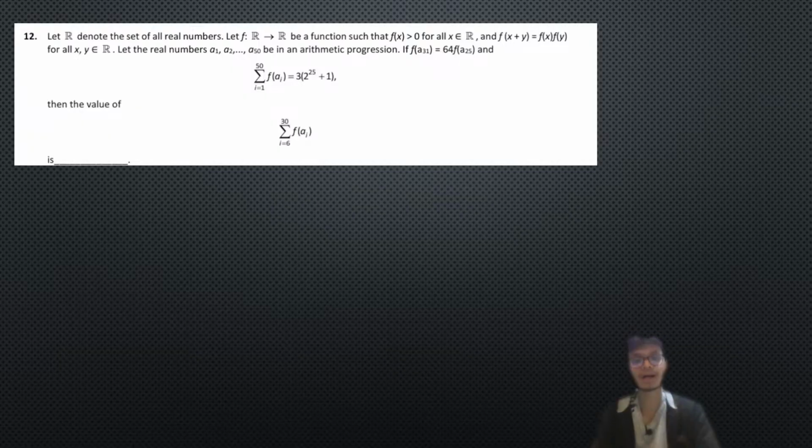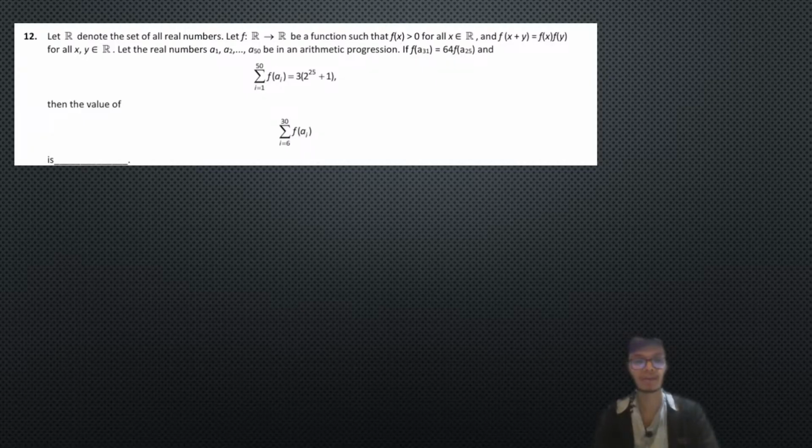The next problem is again a very interesting problem, and it's a problem of sequence and series. It says that R denotes the set of all real numbers, and we have a function going from real numbers to real numbers. It's a function such that it's always positive, and for all x belonging to R, f of x plus y is equal to f of x into f of y. Now, there's a functional equation involved as well, right?